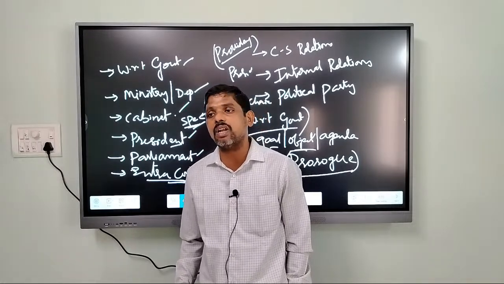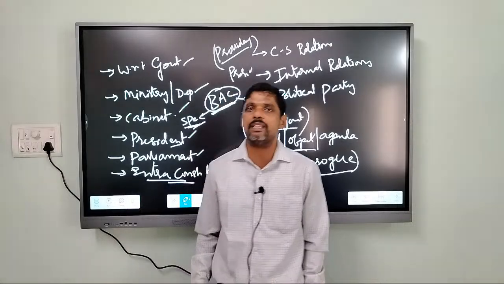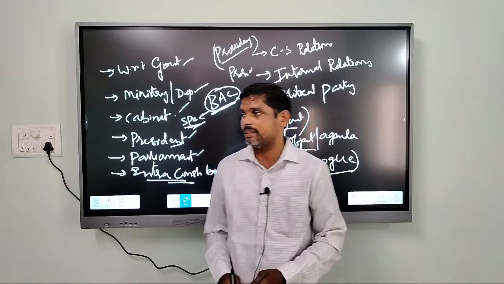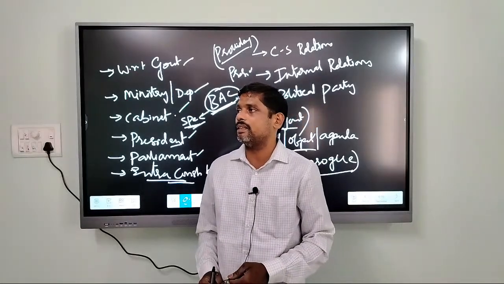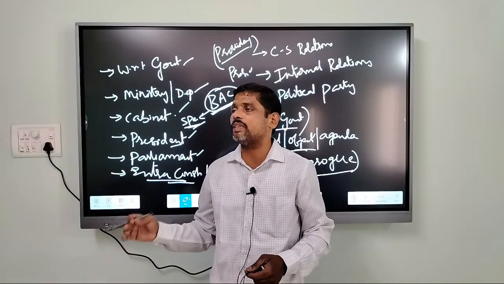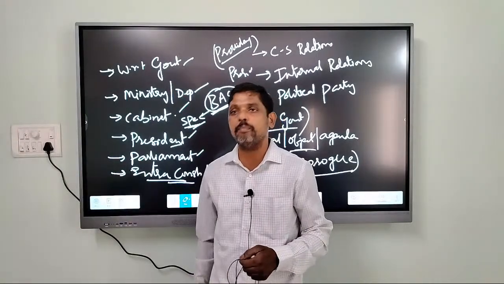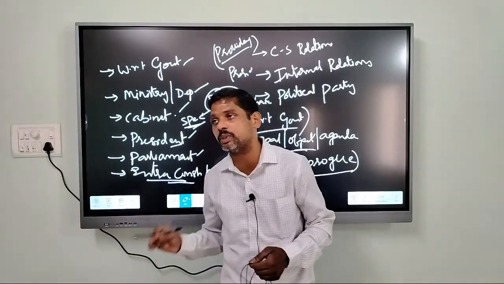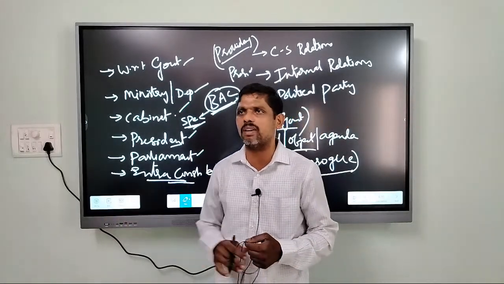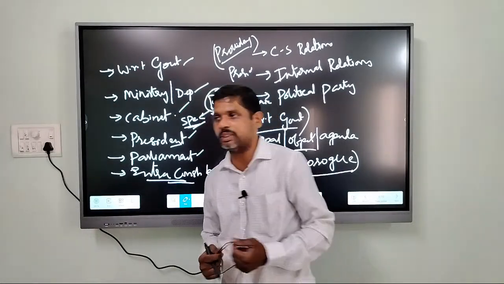Not only these extra constitutional bodies, say for example we have the National Ganga Conservation Authority, which is again headed by the Prime Minister. So the Prime Minister is the ex officio chairperson of the National Ganga Conservation Authority. These are the kinds of organizations which are led by the Prime Minister.